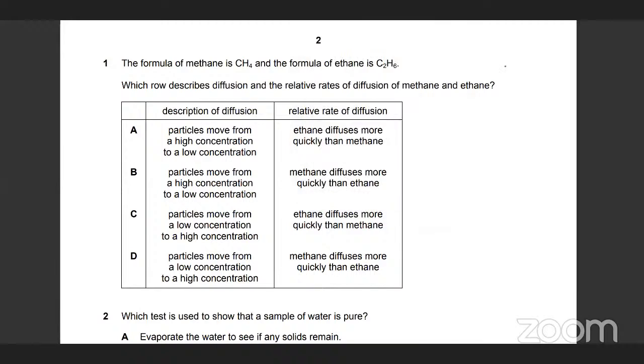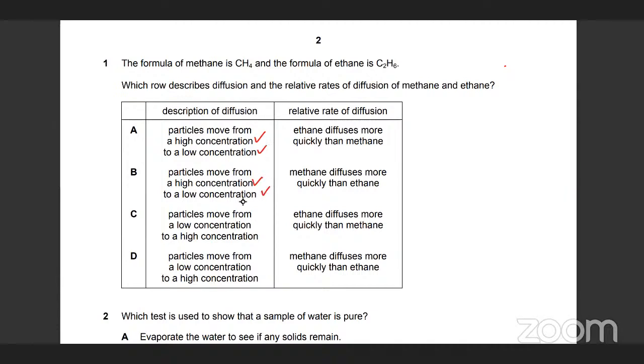अच्छा, this one you've got the formula of methane is CH4. ठीक है, so there's your formula, and the formula of ethane is C2H6, and you've got which row describes the diffusion and the relative rates of diffusion of methane and ethane. So what's the description of diffusion out of the four? Particles move from higher concentration to lower. ठीक है, so it's high concentration to low concentration. It's either A or B.